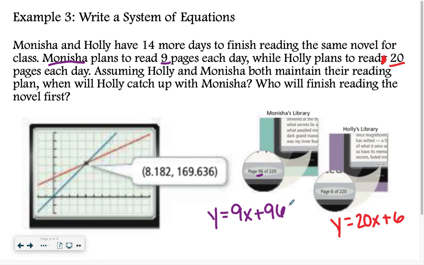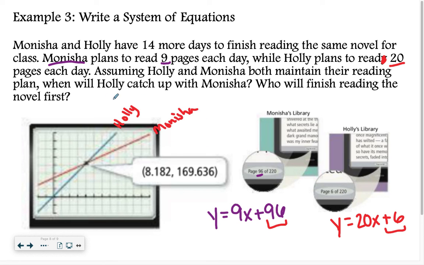Then what I would do is take those 2 equations and graph them. So I've already done that just to save a little bit of time in the video. And you'll see that this blue line actually is Holly. The reason I know that is my y-intercept for Holly is 6, which is pretty close to 0. My y value for Monisha is 96, so that's obviously going to be a little higher. So Holly's the blue line, Monisha is the red line.